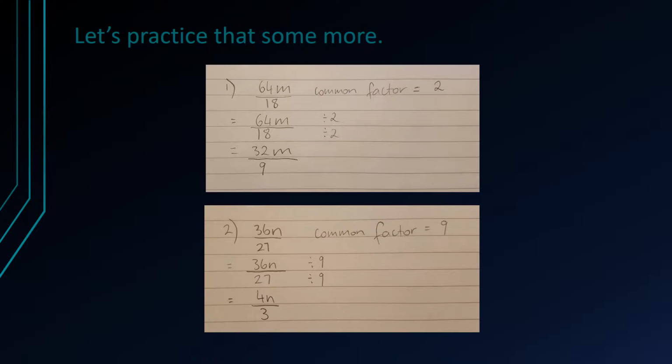And in the second one, 36n over 27, a common factor here is 9 because they're both divisible by 9. So 36n divided by 9 gives us 4n, and 27 divided by 9 gives us 3.